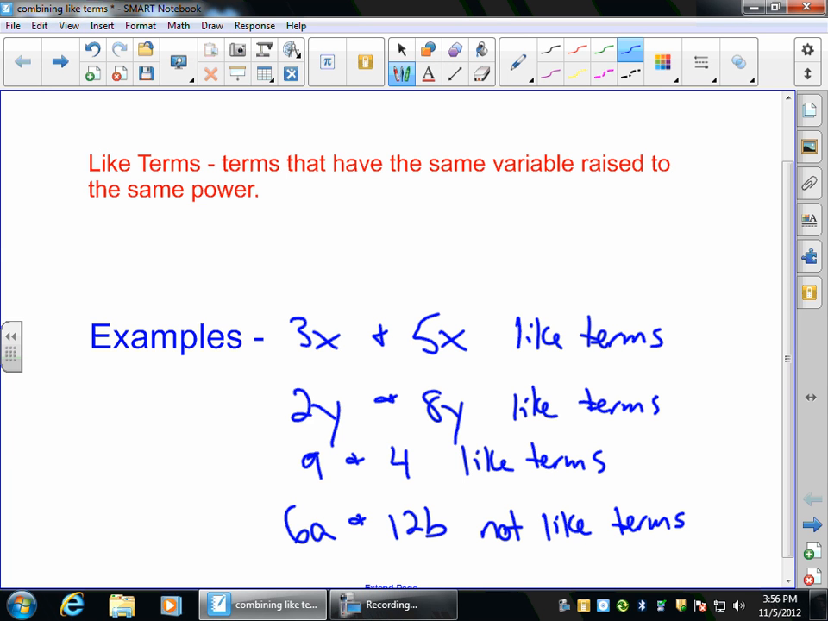And that's it. That's literally all there is to having like terms. It has to be the same letter. If there's exponents, those would have to be the same. We're not actually going to deal with any this year where the exponents are anything other than 1, just a plain old variable. But that's all you have to look for. Okay, so that's pretty easy.